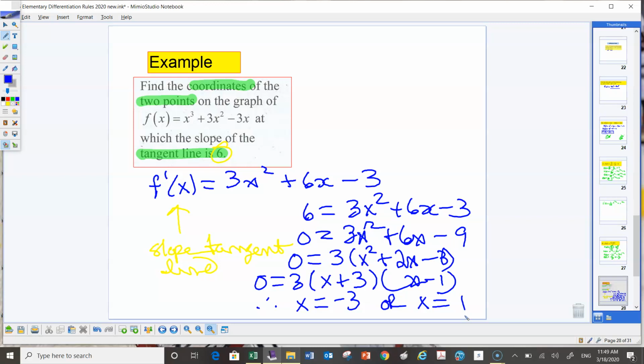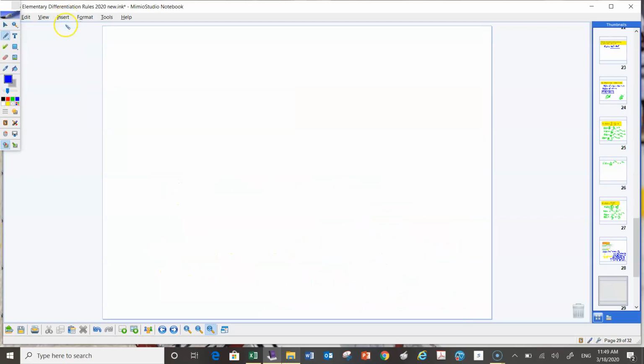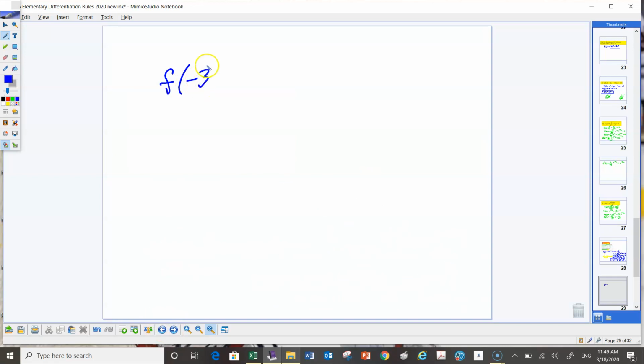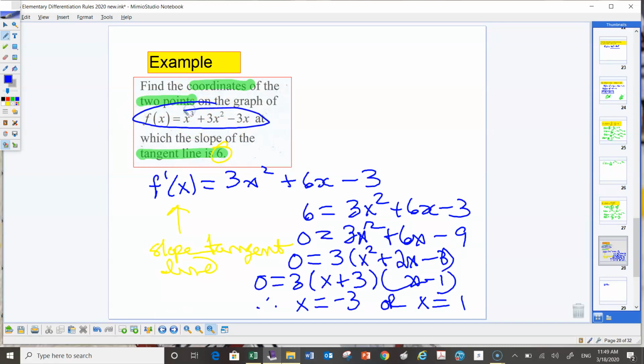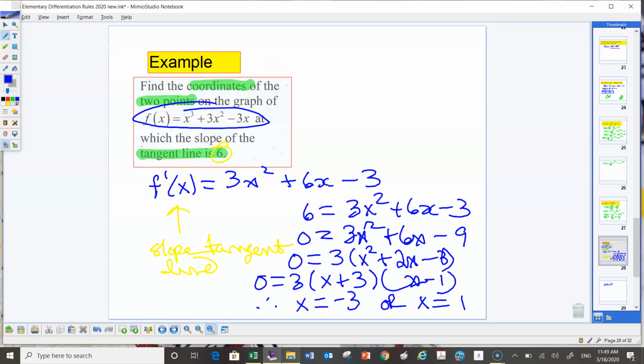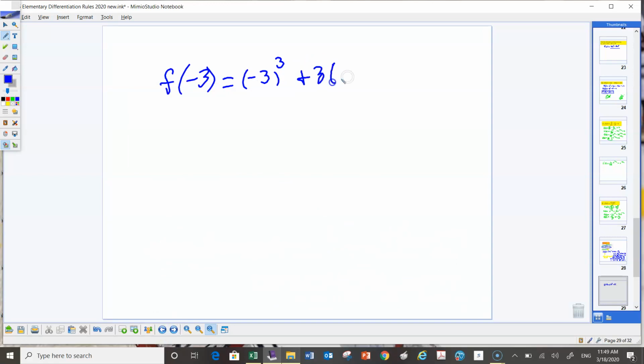So to find the y-coordinate, I always have to plug back into my original function. So I need to evaluate f of -3, which means I'm plugging -3 into my original function, which is right there. So it's going to be -3 cubed plus 3 times -3 squared minus 3 times -3.